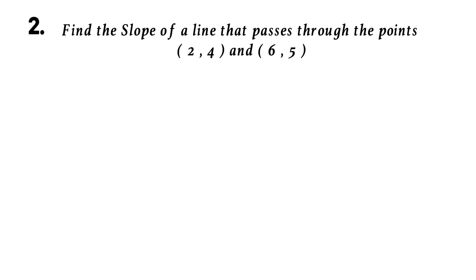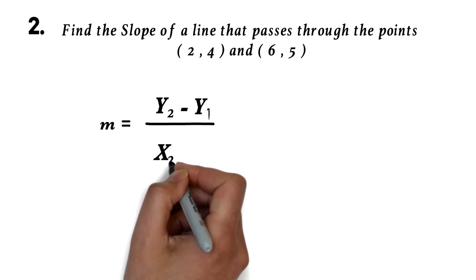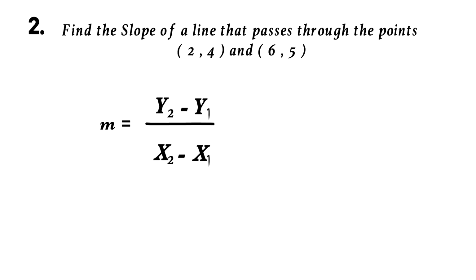Question 2. Find the slope of a line that passes through the points (2, 4) and (6, 5). Finding slopes is another important topic on the GED. Here, we will learn how to find the slope given 2 points. To find the slope of a line given 2 points, we will use the slope formula. M equals y2 minus y1 over x2 minus x1. Formulas are given on the GED, so don't worry too much about it. Of course, memorizing it can save you some time on the test.